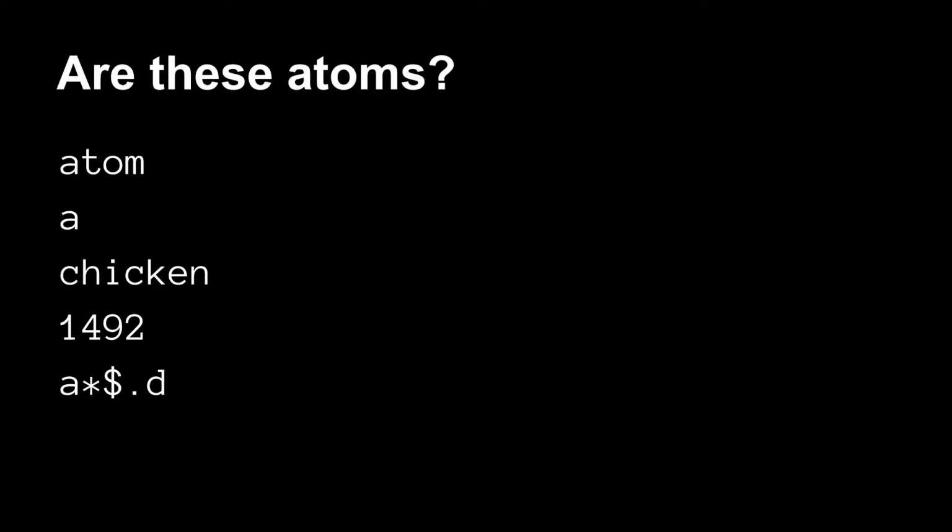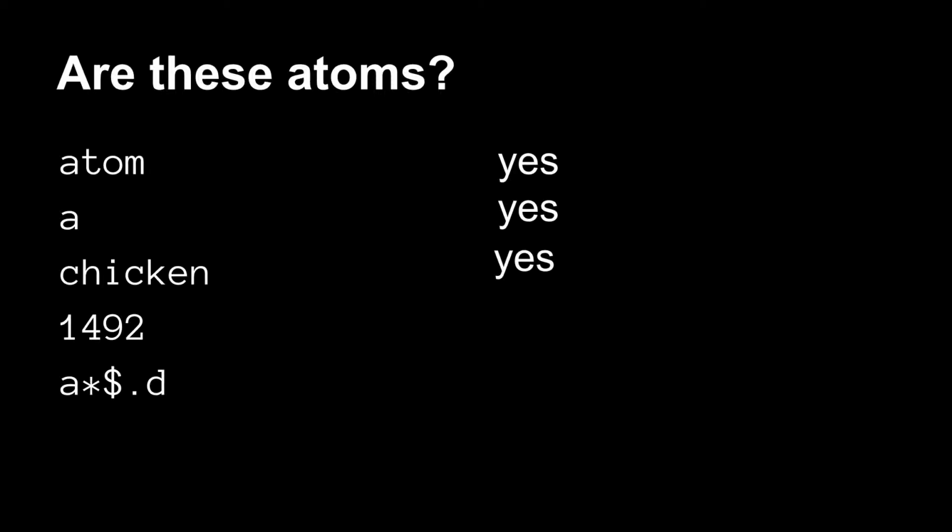Let's talk about atoms. Do you think these are atoms? So, the first one is a series of characters that make up the word atom. Happens to be an atom. Well, what about the next one? It's a single character. Well, that's also an atom. It's just one character by itself. By extension from the first one, will chicken be an atom? Yes, it's a series of characters. It just happens to spell chicken instead of atom.